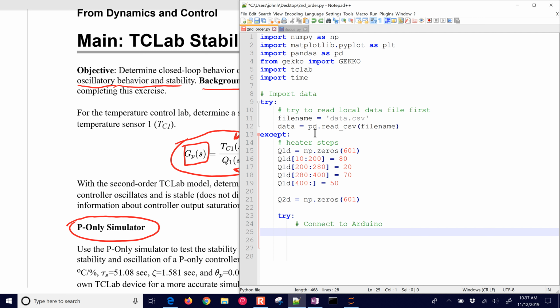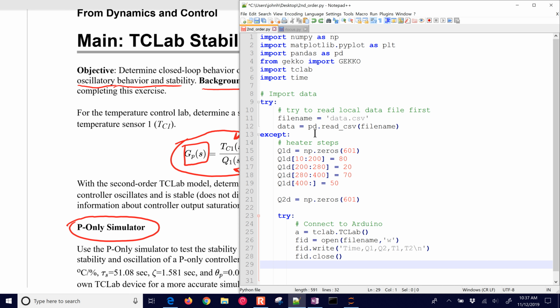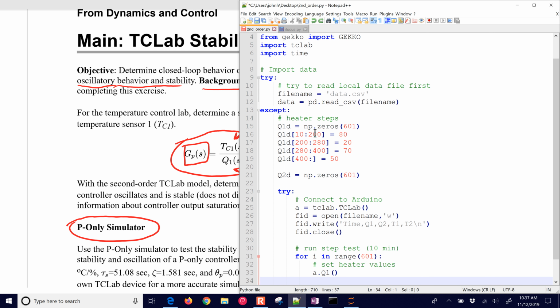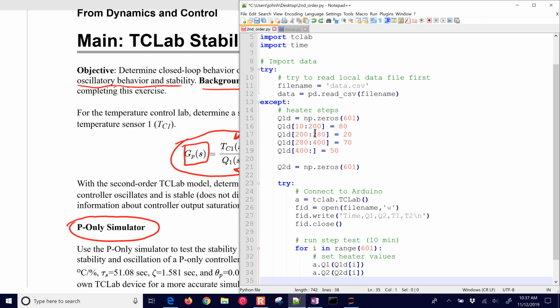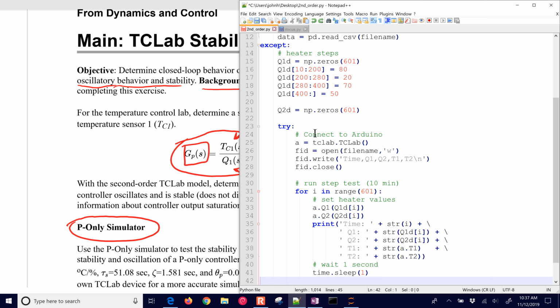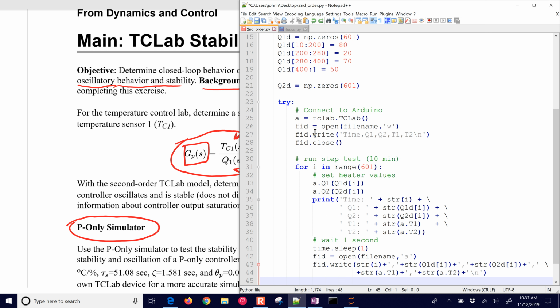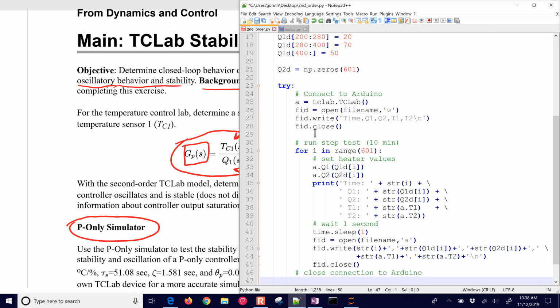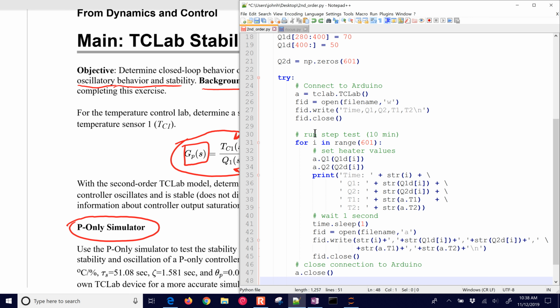Here are some of my steps, and I'm just going to leave Q2 off. I'm going to connect to the Arduino lab and write a header file for my data file, and then I'll run for 10 minutes. Okay, so that's going to be 601 time steps. I'll set the heater value, that's the Q1D up above, and then Q2D is going to be 0. I'll print out each time what happens with Q1, Q2, T1, T2. I'll wait for 1 second. I'll open up a file and write a line in that file, close that file, and then I'll close the connection to the Arduino.